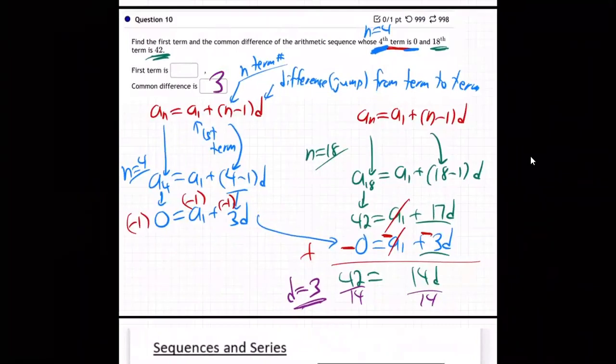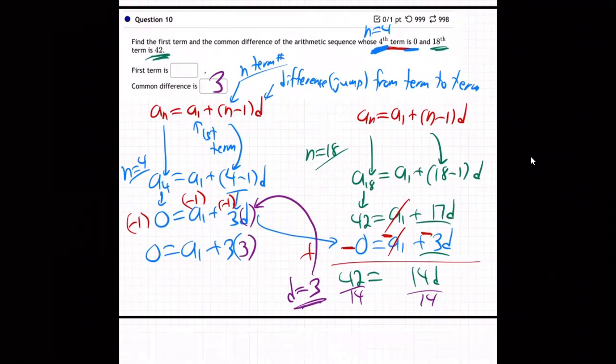Now we need to get a1. How are we going to get a1? We'll just plug d right into the equation from before we multiplied by -1. So what was d? 3. So what do I get there? I'm going to get 0 is a1 plus 9. Subtract 9 from both sides.